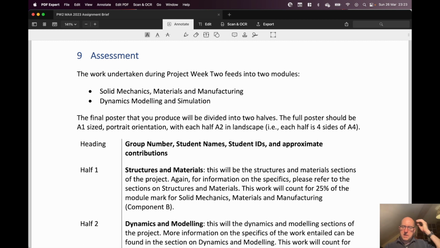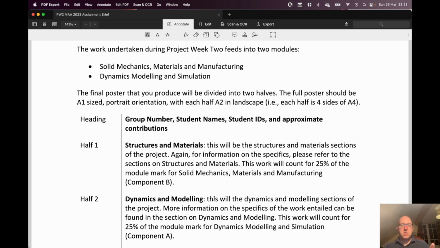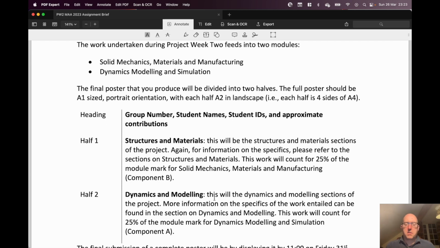So as I mentioned, you've got a poster with two halves. One feeds into solid mechanics materials and manufacturing, the other into dynamics modeling simulation. In the poster, you've got the heading, that'll be a group number, student names, student IDs, and if you want to give an idea of the approximate contributions up there, you can do that. The poster should be A1 sized in portrait orientation, with each half being A2 in landscape. So the first half, structural materials, A2 landscape, and then below that you've got A2 landscape for the dynamics and modeling section.